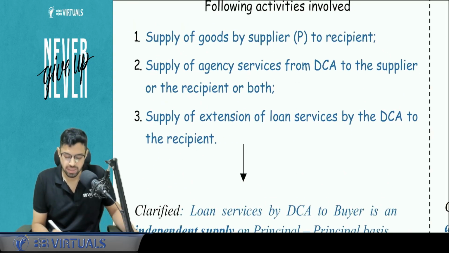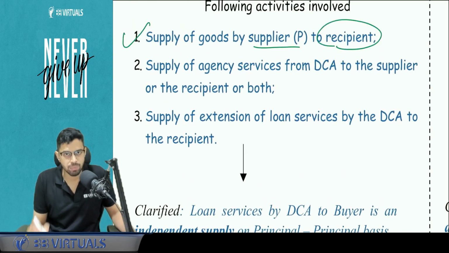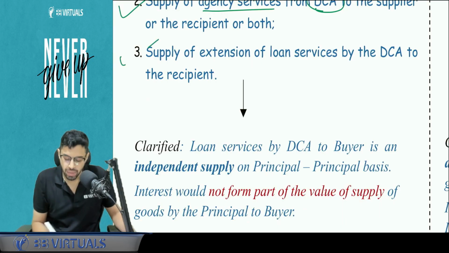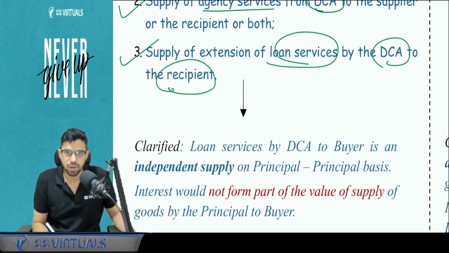There are 3 activities. Supply of goods by supplier to recipient, for which invoice is also directly issued. Supply of agency services by DCA to the principal and agent, to the principal and the customer. And third is, I am assuming the default happened, so loan given by DCA to the recipient. Now my question is, what about the interest on this loan?